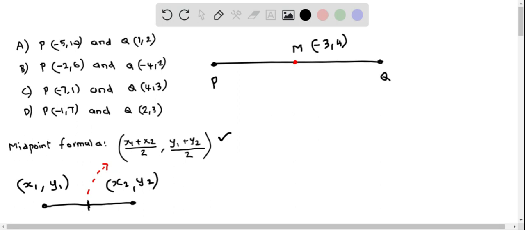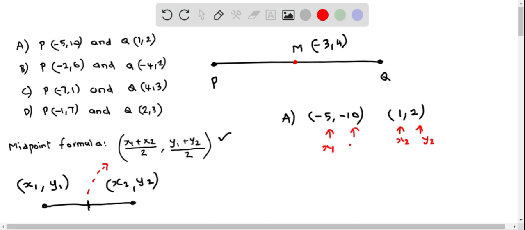So let me use the first option. We are given 2 points: P as minus 5 comma 10, and Q is given as 1 comma 2. So let's find out the midpoint of these 2 points using this midpoint formula. I'm going to consider these as x1 and y1, and these as x2 and y2. Let me write down.